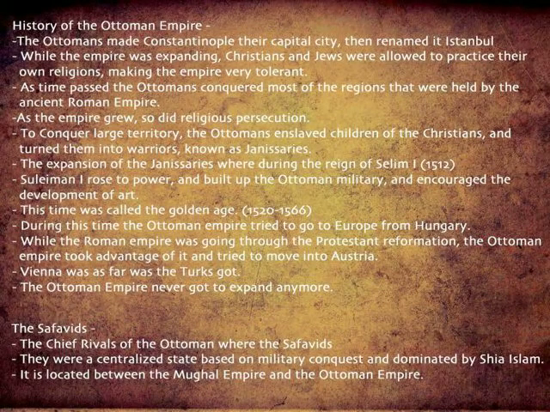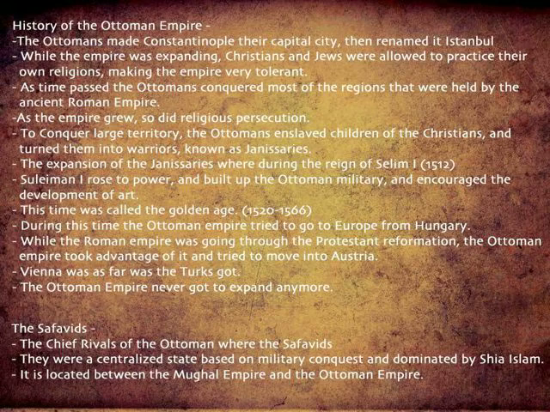History of the Ottoman Empire. The Ottomans made Constantinople their capital city, then renamed it Istanbul. While the empire was expanding, Christians and Jews were allowed to practice their own religions, making the empire very tolerant. As time passed, the Ottomans conquered most of the regions that were held by the ancient Roman Empire. As the empire grew, so did religious persecution.